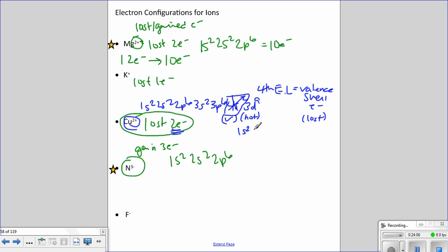So the new one is going to be 1s2, 2s2, 2p6, 3s2, 3p6, 3d, oops, scratch that out, 3d9.